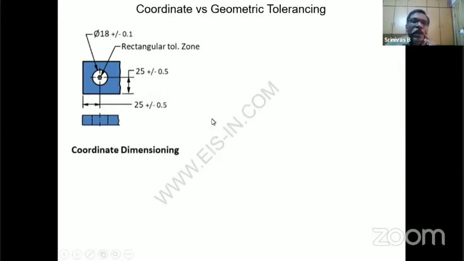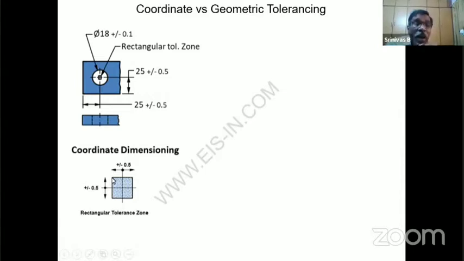Am I right, sir? Now, I would show you the tolerance zone for this hole. You see, the tolerance zone for this hole is like this. Are you able to appreciate? If the hole axis is in this square of 1 mm, it is acceptable. If the hole axis is at this extreme, it is acceptable. If the hole axis is at this extreme, it is acceptable.